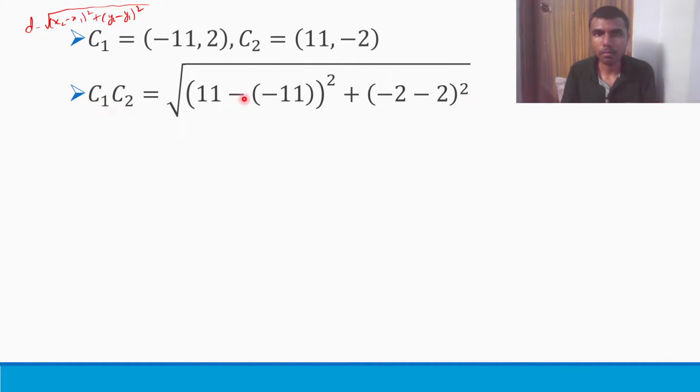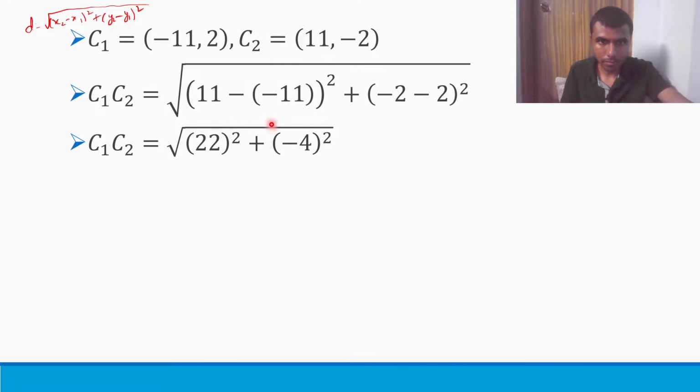Now 11 minus of minus 11 is plus 11. So 11 plus 11 is 22. Minus 2 minus 2 is minus 4. Be careful guys. Don't cancel it like 2 minus 2 gone. Please don't do like that. Minus 2 minus 2 is minus 4. Whenever two negative numbers are side by side, you would just add them first. 2 plus 2 is 4 and then put a minus sign.